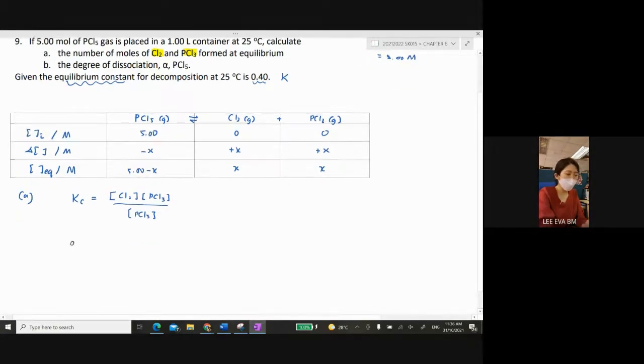So Kc, we have the value 0.40 given in the questions already. And we have the concentration Cl2 equals to x, PCl3 also x. So given over here x squared. Okay, and then your PCl5, 5.00 minus x. So solving your quadratic equation. Madam faham ada some of you who are very weak at quadratic equation, so you need to take time to solve your quadratic equation. But this one is considered a simple one lah.